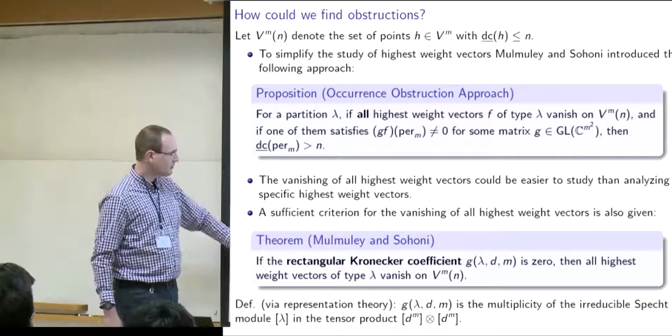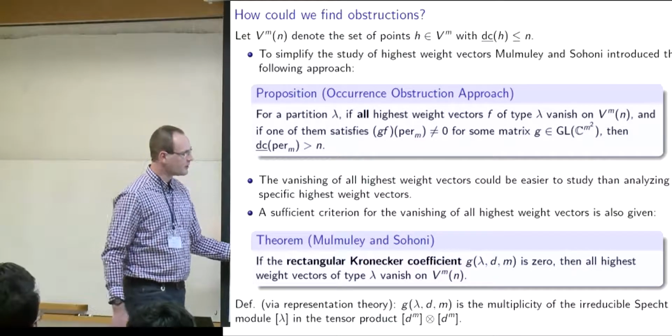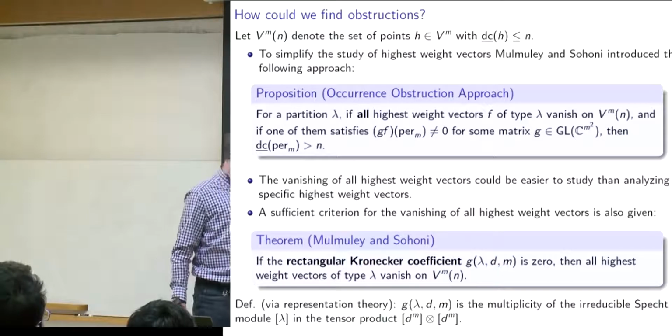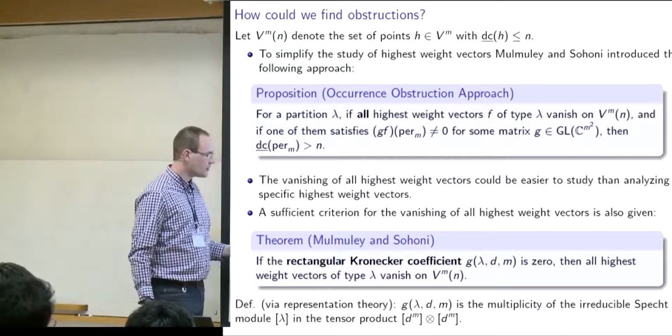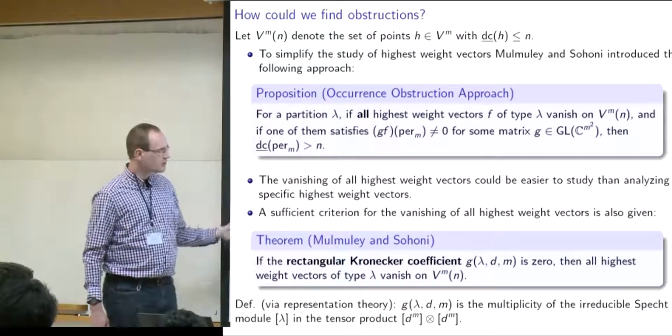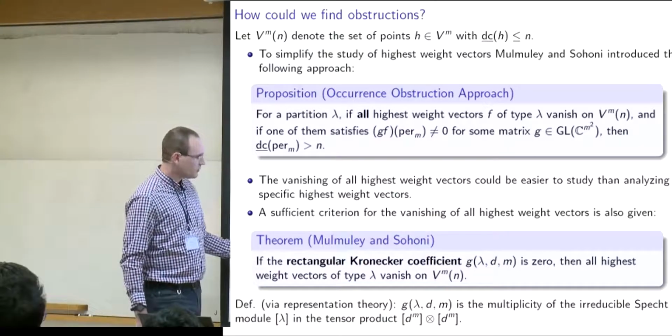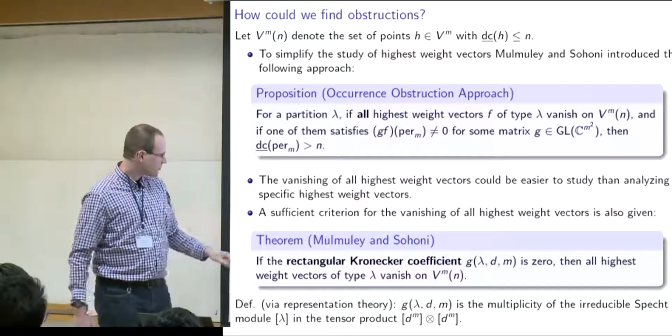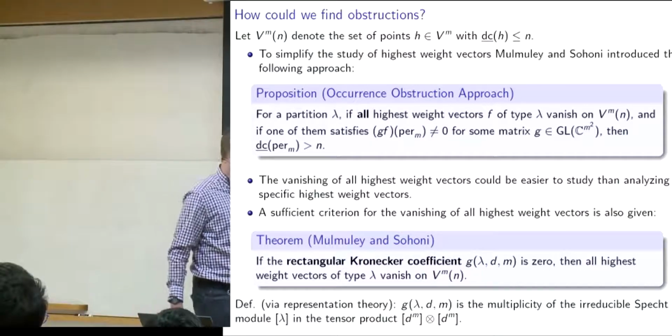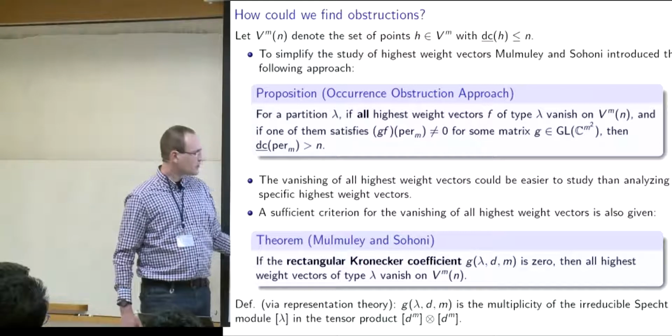So how is this defined? For the people who know representation theory, this coefficient has a nice definition in the representation theory of the symmetric group. It's a classically studied object. It's the multiplicity of the irreducible Specht module lambda in the tensor product of dm tensor dm. But if you don't know that, that's also fine.